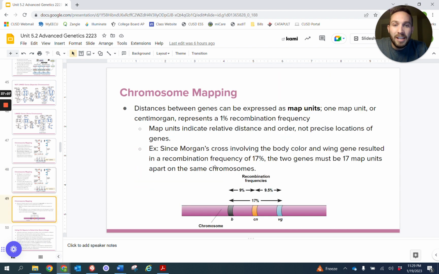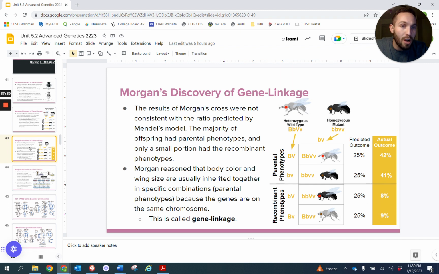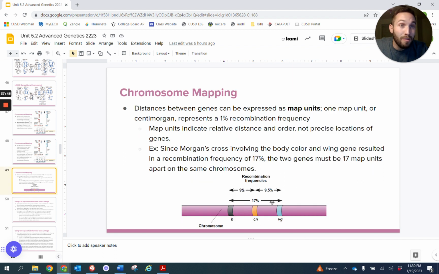And so he actually came up with what's called a map unit. A map unit is a unit of measurement we use on a chromosome, which is basically just the recombination frequency. So one map unit equals 1% recombination frequency. So for the genes for body color and whether or not you have vestigial or normal wings, we say that they're 17 map units away from each other. That's because the recombination frequency between them was 17%, as shown and demonstrated in his experiment. 17% of the time you got these recombinant phenotypes. And so he says that means they're 17 map units away from each other.